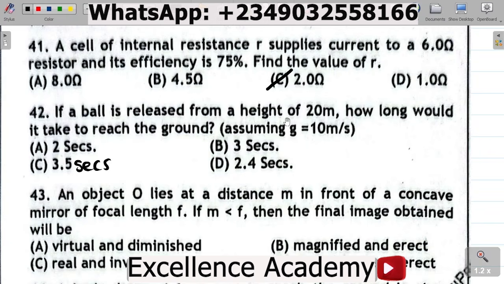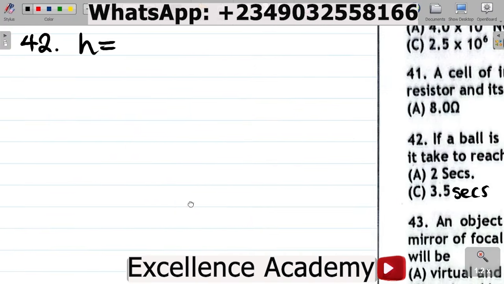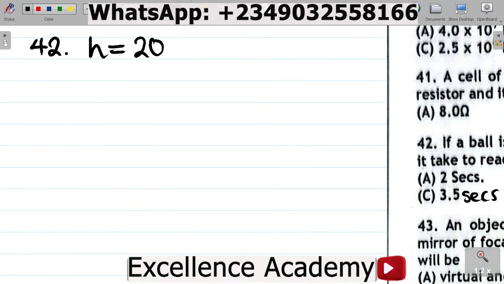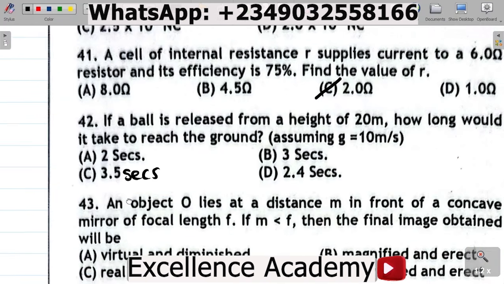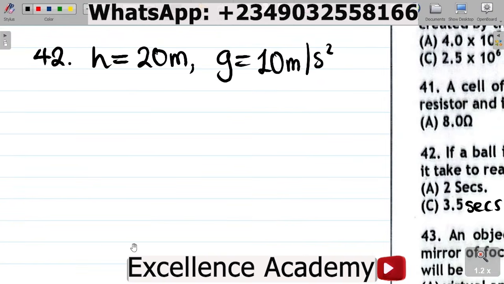Now, let's list our parameters. They said the height here is 20 meters. So for 42, the first we're given there is height, h, as equal to 20 meters. Take acceleration due to gravity as 10 meters per second squared. You're asked to find what exactly? They said, how long would it take? So how long, talking about time. So t is equal to unknown.